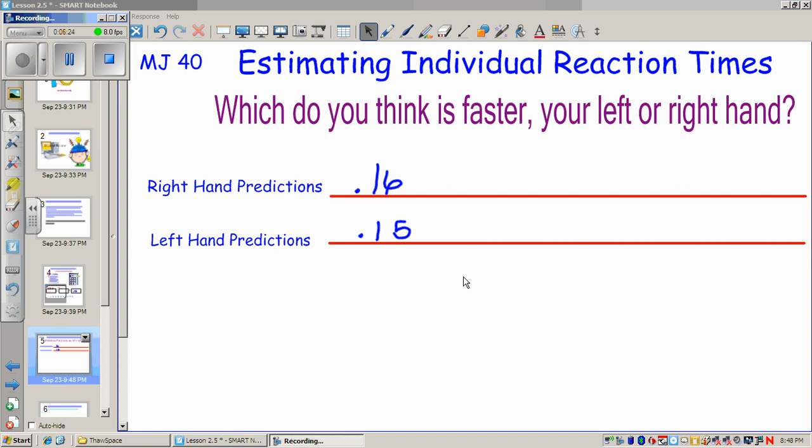So I'm actually going to go with my left hand being quicker. Now, I am right-handed, so I'm kind of going out of the box there to try it. All right, so make your prediction, write it down on your paper so that when you come in on Monday, we can look at our predictions.